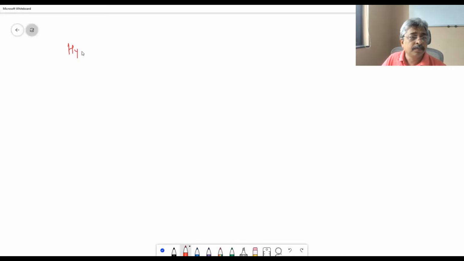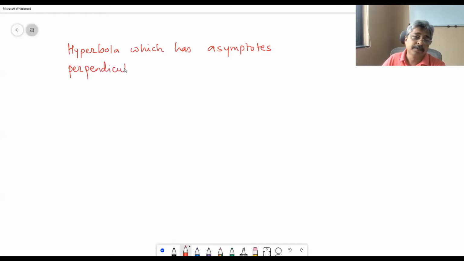A hyperbola which has asymptotes perpendicular to each other is called a rectangular hyperbola.